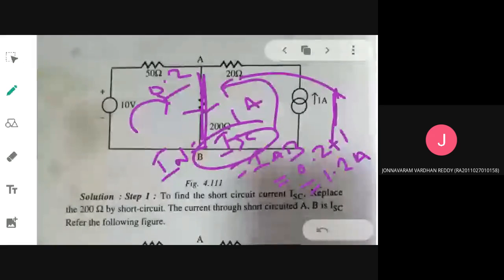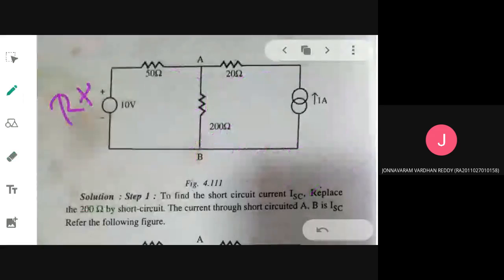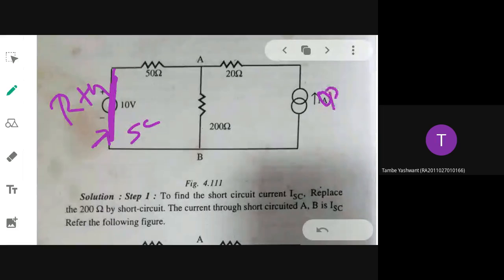Next thing is, as usual procedure, you need to find out R-Thevenin. You know how to find out R-Thevenin: you have to kill the sources. What do you mean by killing the sources? The voltage source you have to short, short circuit. And on the other side, you have the current source, and this you will open. Like this you will open, redraw the circuit and find out R-Thevenin.